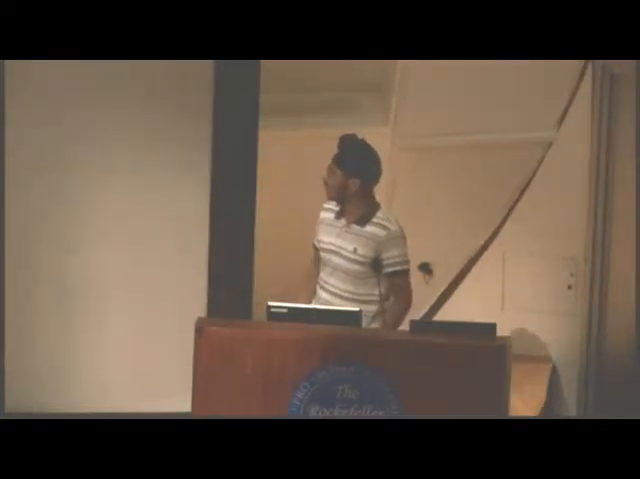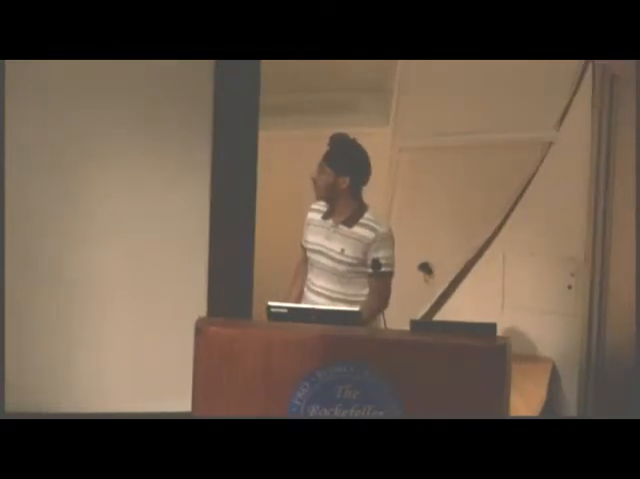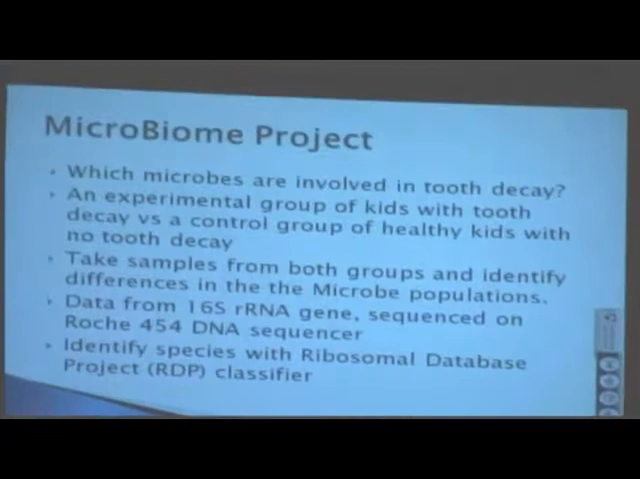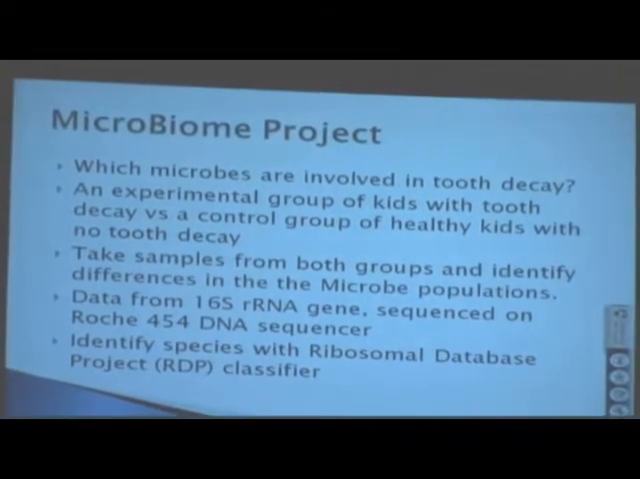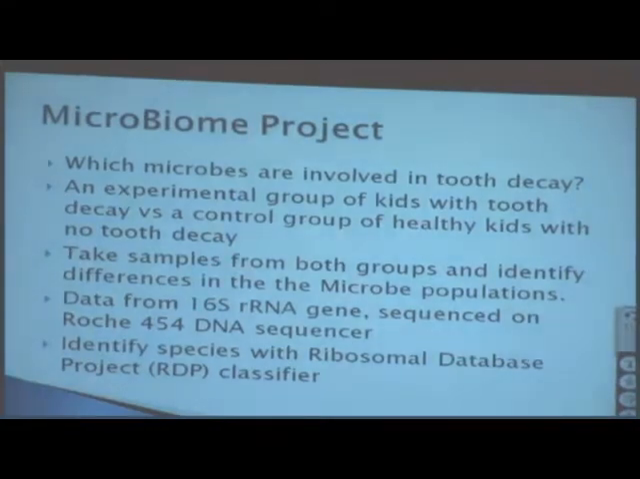We use a Roche 454 DNA sequencer. This is just another type of sequencing. Identify species with the Ribosomal Database Project. This is the RDP classifier. What this does is you can just put the data in. Actually, one of the options is to create a tree. This is the evolutionary tree that shows the closeness of each microbe to the next. So you can see what the group is, how far apart they are evolutionarily.